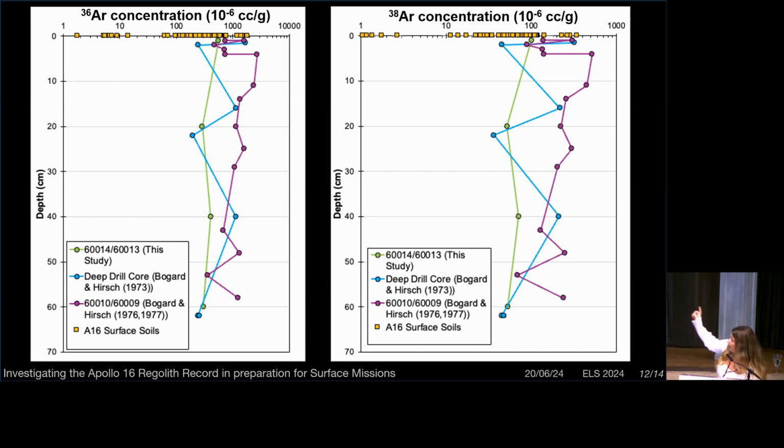Our data is the green line, and it's the only study on this double drive tube. And then the other drive tube from station 10 has some data, which is in the purple line, and the deep drill core also has some data, which is the blue line, and Apollo 16 surface soils are plotted along the x-axis just for reference.